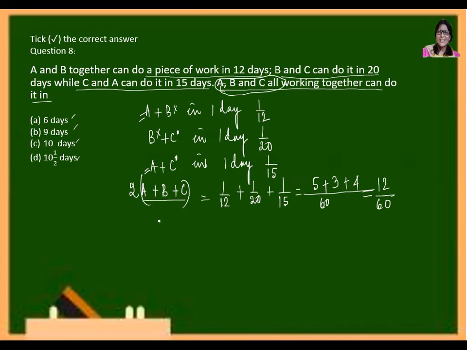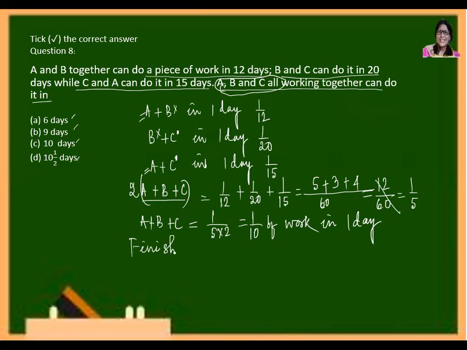So this is twice A plus B plus C. So I can find A plus B plus C by dividing by 2 again. So it will cancel. This will be 1/5. Again divided by 2, it will be 1/10. So A plus B plus C do 1/10 of the work in 1 day. So when they will finish, reciprocal of this, they finish in 10 days. So C is the answer.